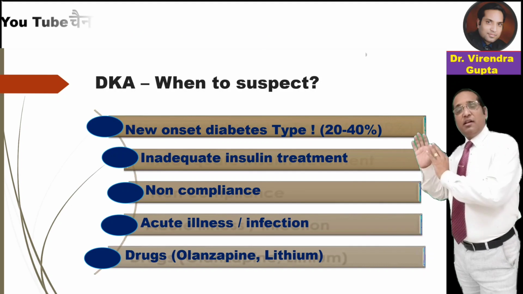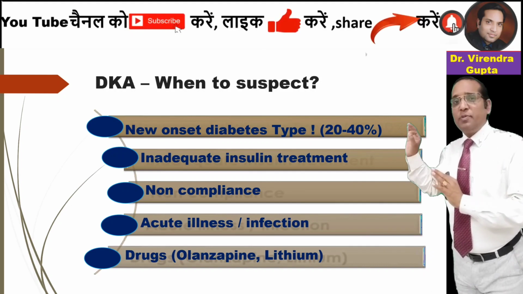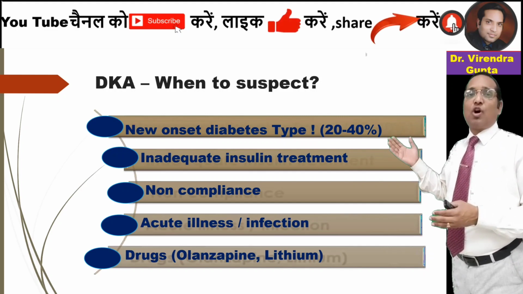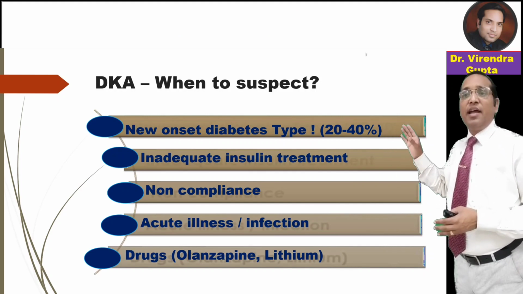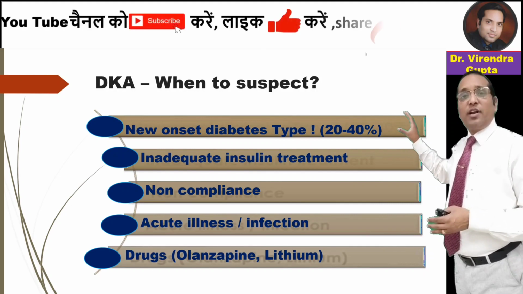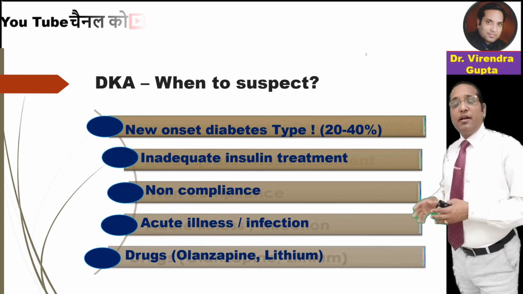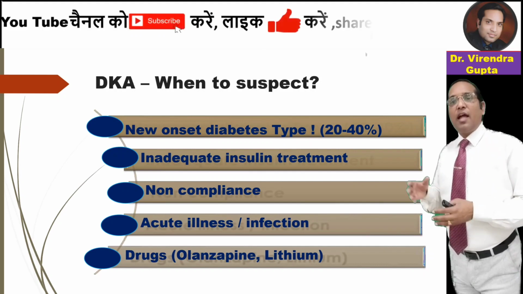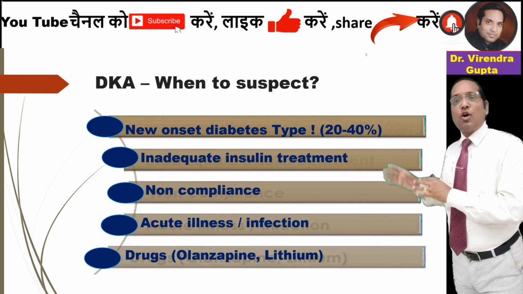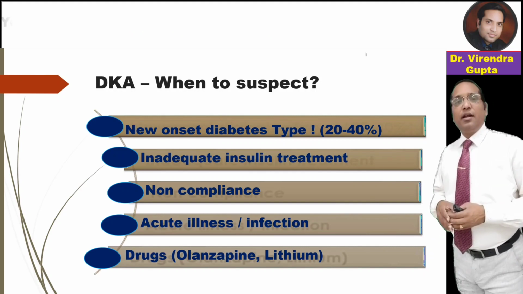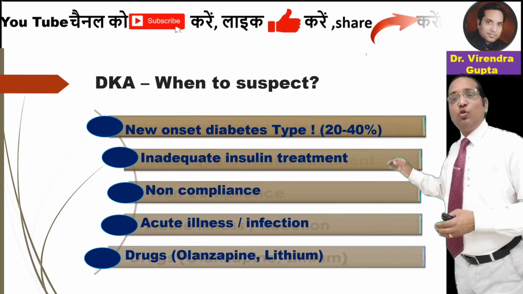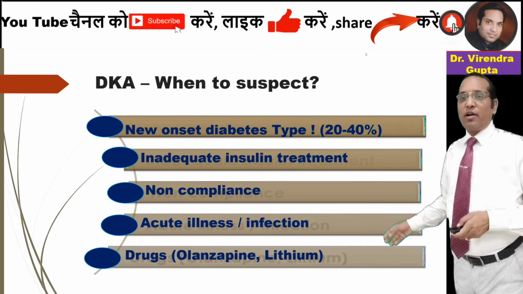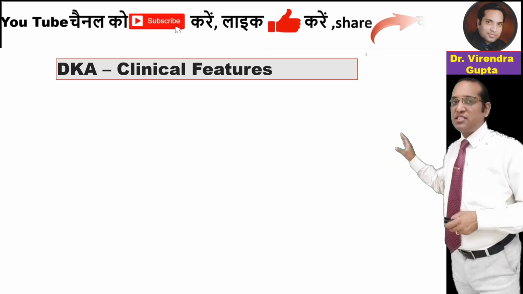So guys, diagnostically DKA should be suspected, or it may be present as the initial symptom of type 1 diabetes mellitus in 20 to 40% of cases. And if a patient with diabetes mellitus has inadequate insulin treatment or is non-compliant, has any acute illness or infection, or is taking drugs such as olanzapine or lithium, we should suspect the case as DKA.